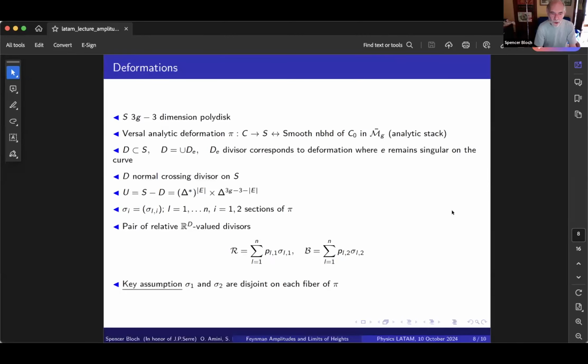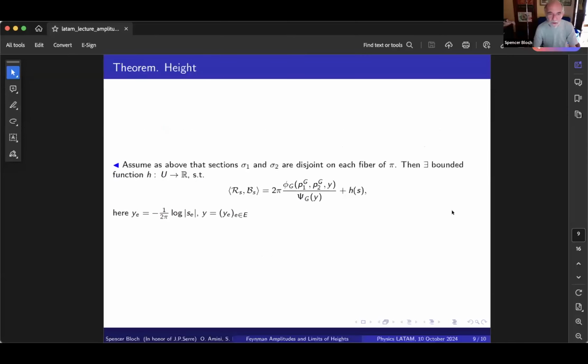There are two situations you can imagine. If these sigma one and sigma two are disjoint, then life is easier. So let's assume they are, for a moment, that they are disjoint on each fiber of pi. With this hypothesis, the height story is going to be very pleasant and informative. If we drop this hypothesis, then things get a little more difficult. Okay. So we assume that the two sections are disjoint on each fiber of pi.